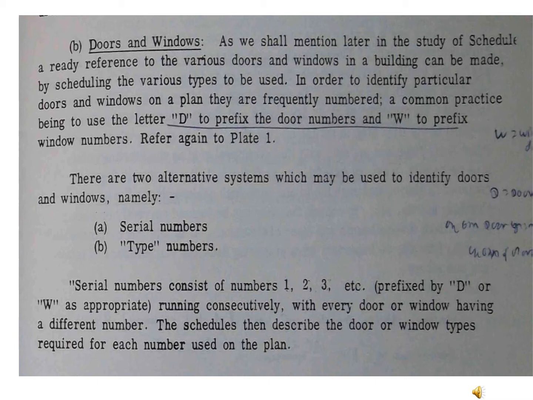As we shall mention later, a schedule gives a ready reference to the various doors and windows in the building, and can be made by scheduling the various types to be used. So in this case, the letter D is the prefix for the door number and W is the prefix for the window number. D means a door, and W means a window. So in this case, we have to identify two methods, the serial number or the type number. Serial numbers include 1, 2, 3, 4, etc. The prefix for doors is D. D1 means door 1, D2 is door 2, D3 is door 3, and W1 means window 1, W2 is window 2, and W3 is window 3. And those are the schedule of every door and window to be indicated.